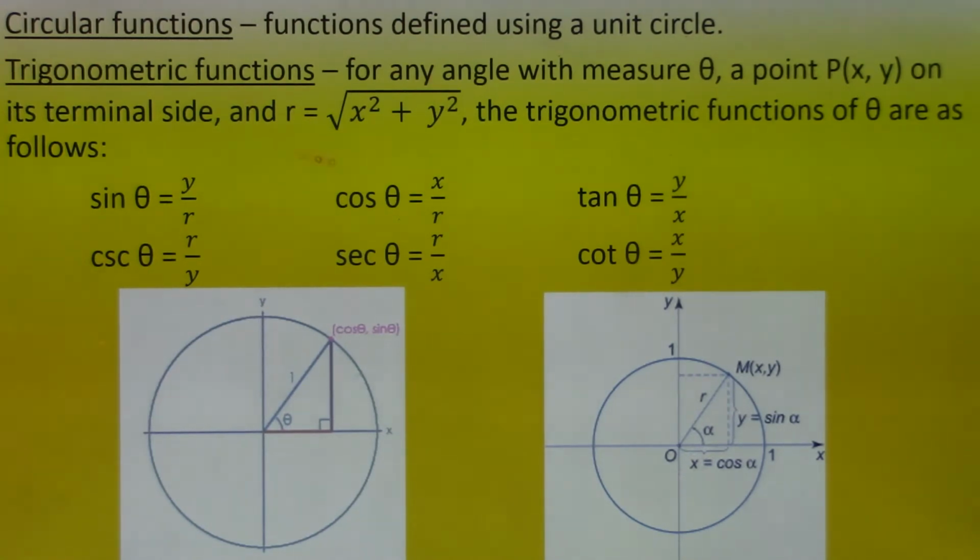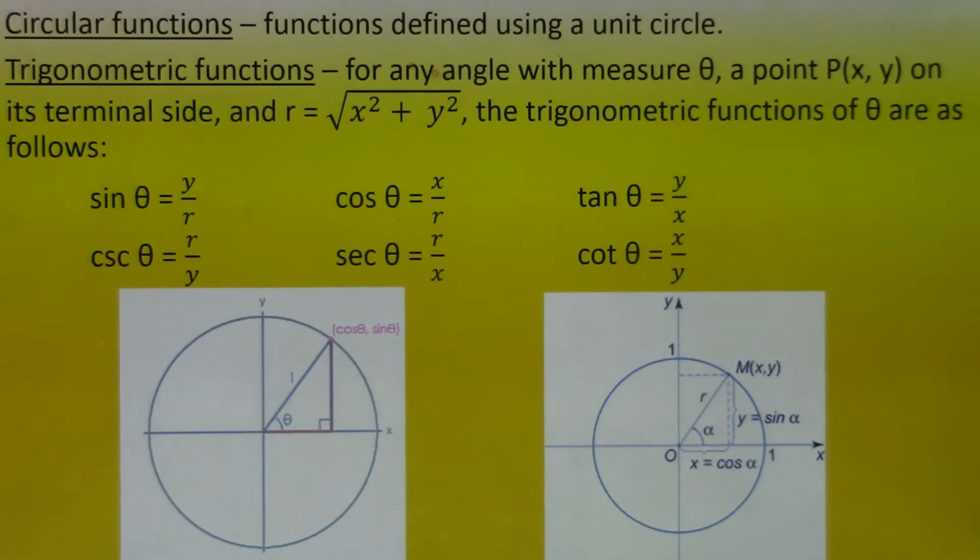x squared plus y squared equals r squared. Or if you switch it around, you get r squared equals x squared plus y squared. And then when you take the square root of r squared, basically the square root cancels out, leaving you r. Take the square root of x squared plus y squared, you get this. So again, this is relatable to the Pythagorean theorem. That's basically where it comes from.